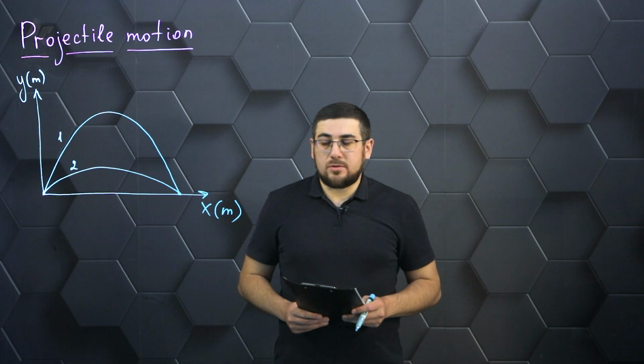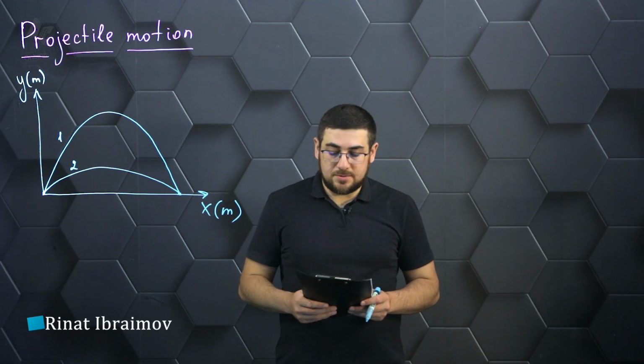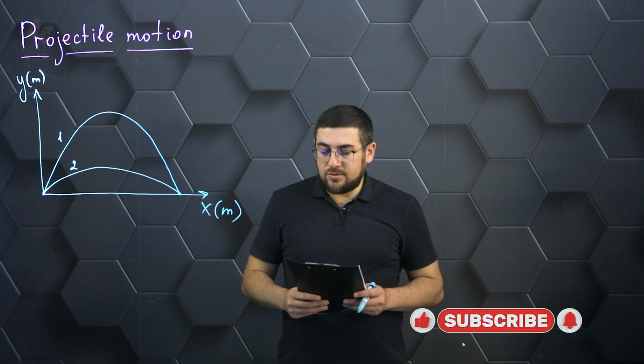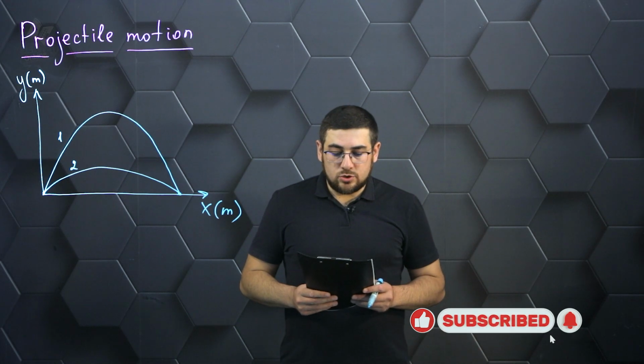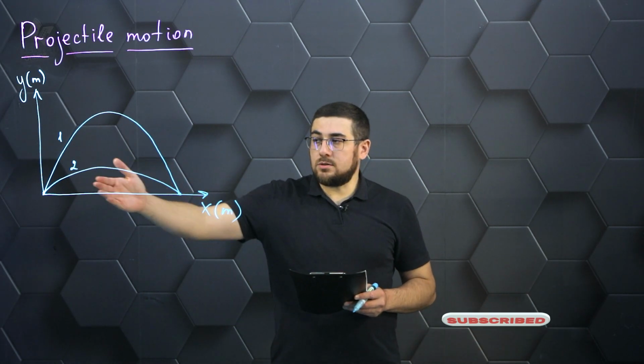Hello, today we are solving a problem on the motion of a body thrown at an angle to the horizon, and let's get started. The quarterback can throw the ball in different ways. The graph shows two trajectories in which there are two throws. There's the up pass, which is trajectory number 1, and the down pass, which is trajectory number 2.